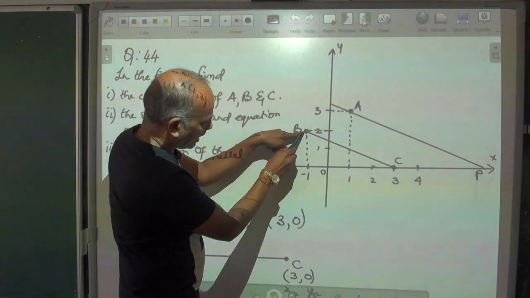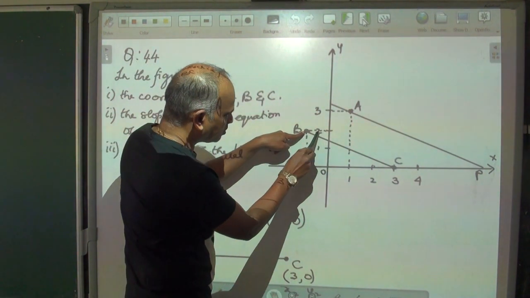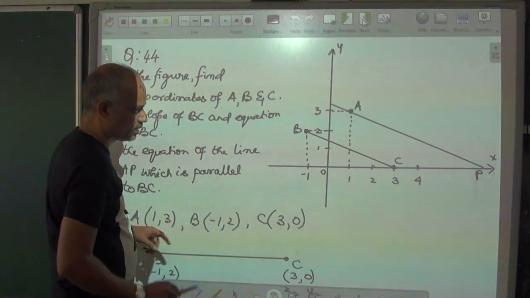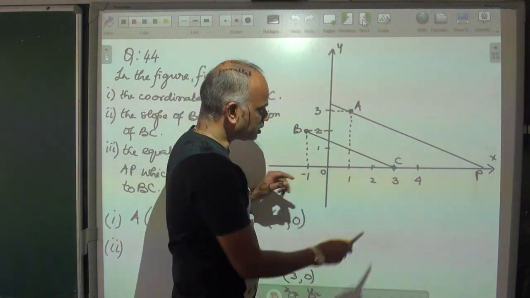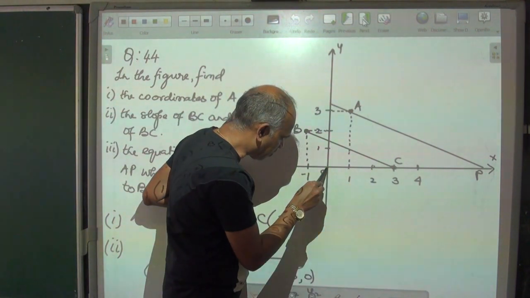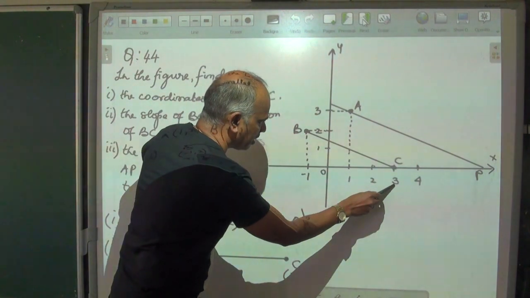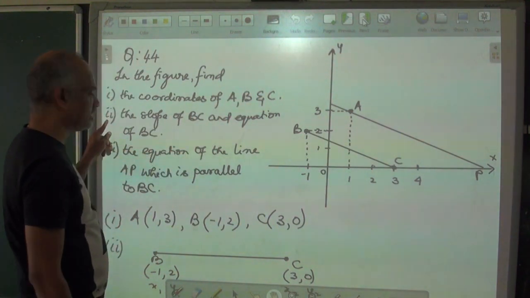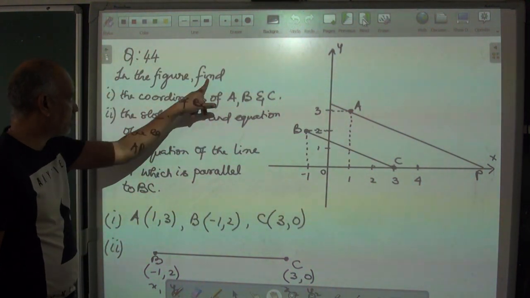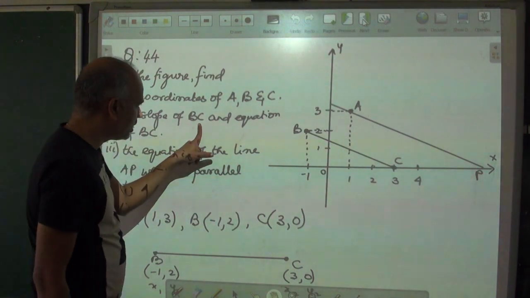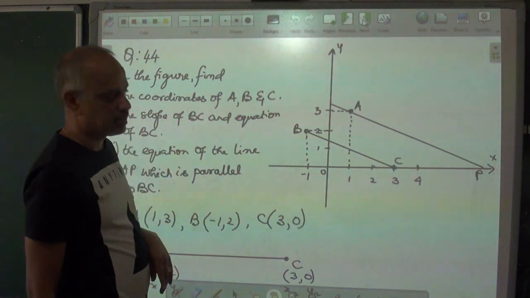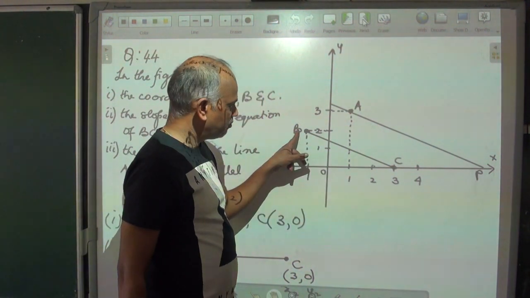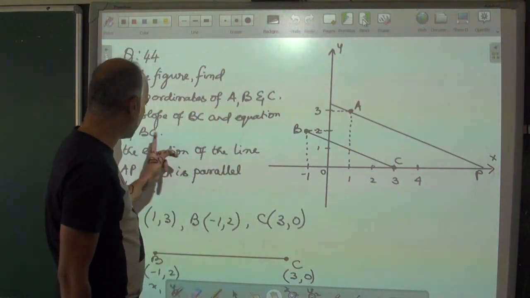For B, x value is minus 1, y value is 2. So B's coordinates are minus 1, 2. And C is here. X coordinate for this is 3, y coordinate for this is 0. So C's coordinates are 3, 0. First question is answered. The second question is, you have to find the slope of BC and equation of BC. This is line BC. For this, you have to find first slope and also find its equation.